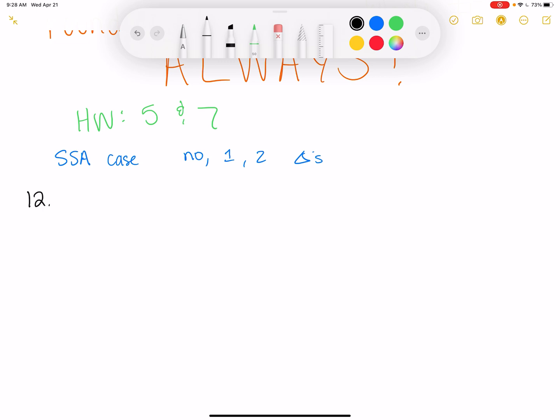All right, so number 12, C is equal to 103 degrees, B equals 46, and C equals 61.